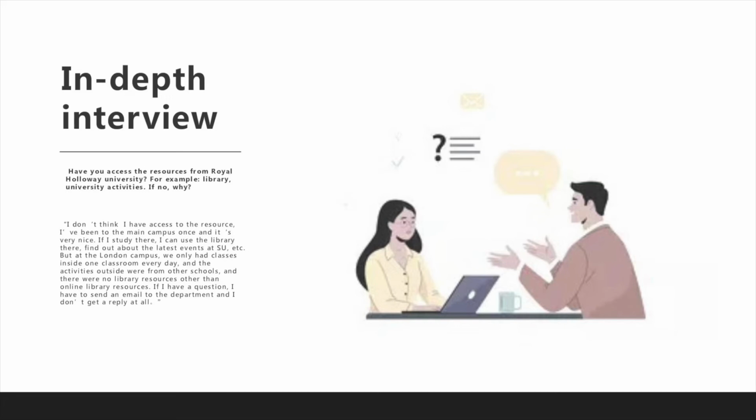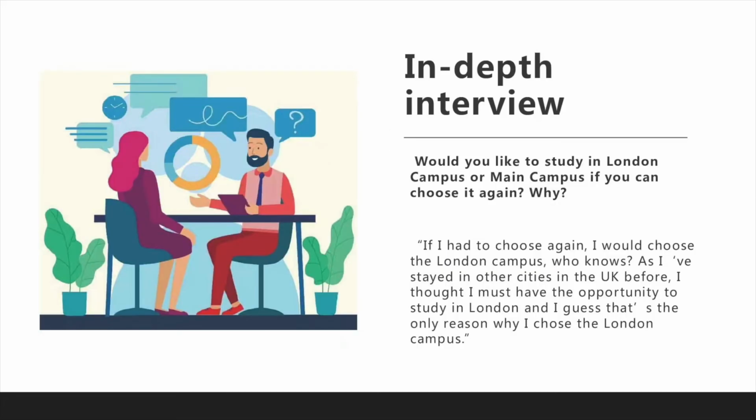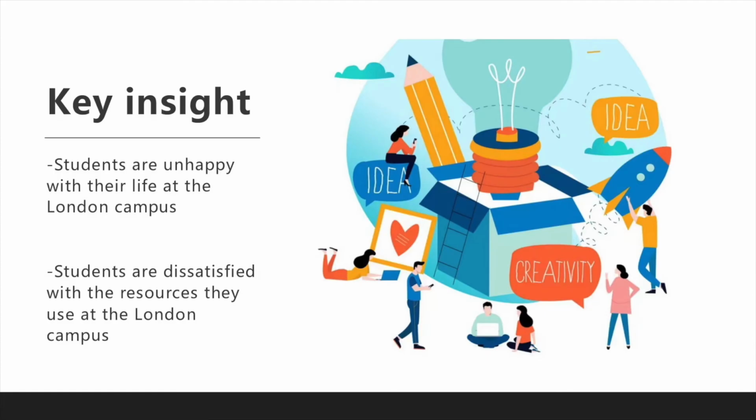So question two is, would you like to study in London campus or main campus? If you can choose it again, why? So the answer I get is, if I had to choose it again, I would choose the London campus. As I've studied in other cities in the UK before, I thought I must have the opportunity to study in London, and I guess that's the only reason why I chose the London campus.